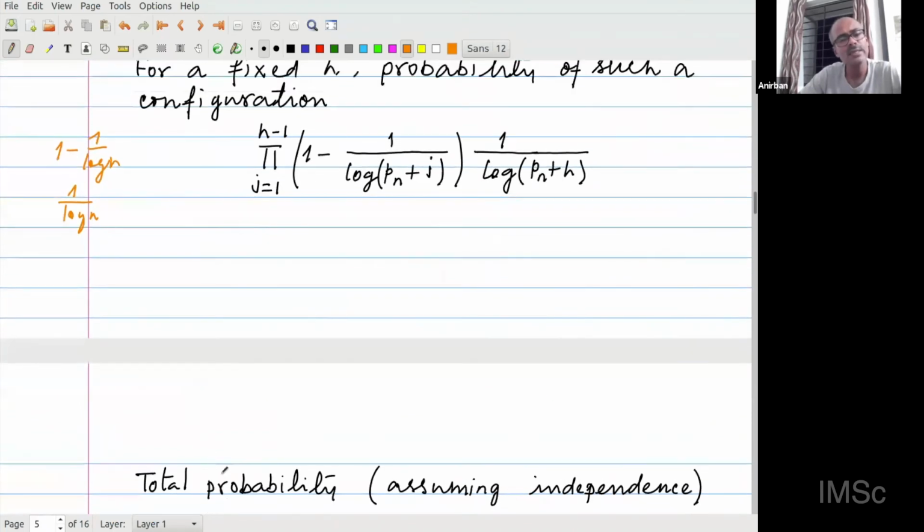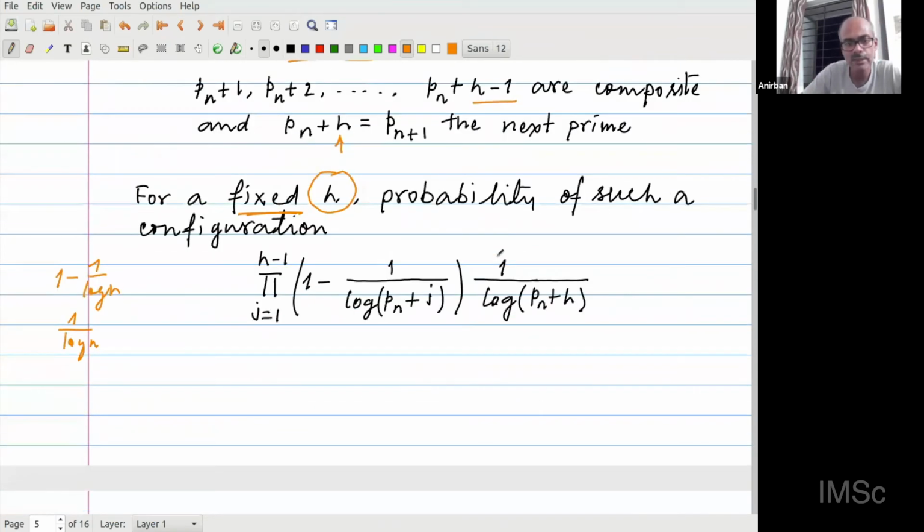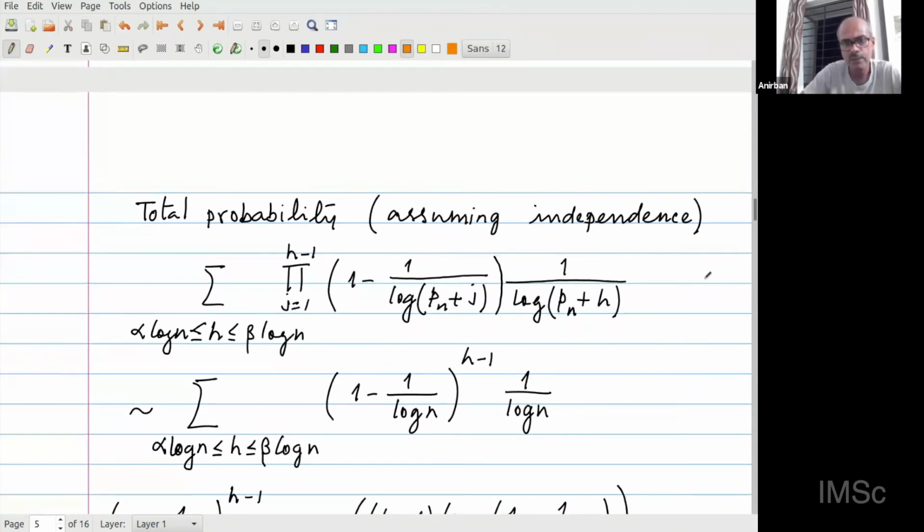Now this is for a fixed stage. So now we vary H. H is running from alpha log n to beta log n, so we sum over it. So the total probability is summed over. Of course we assume independence, so all these events are independent and they don't influence each other.